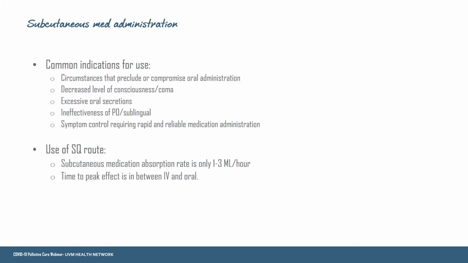The subcutaneous medication absorption rate is only about 1 to 3 milliliters per hour, as this is limited by the subcutaneous space. You may need to use 2 separate access sites if you are going to exceed the absorption limit. Note that the time to peak effect is between IV and oral peak effects. Let me demonstrate for you how to prime and access a sub-Q site.